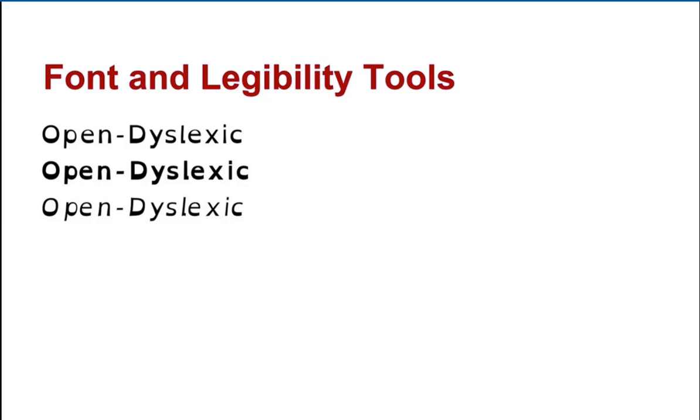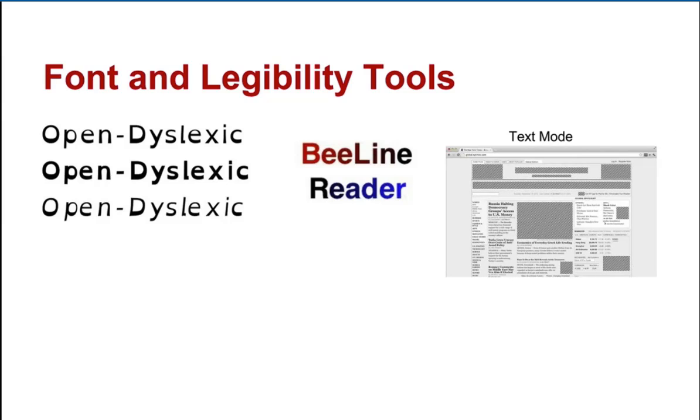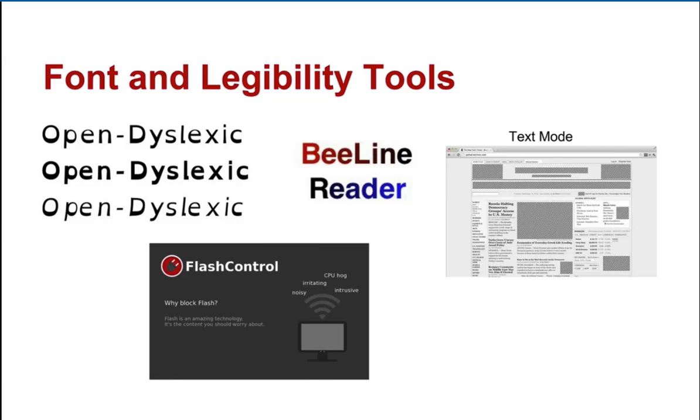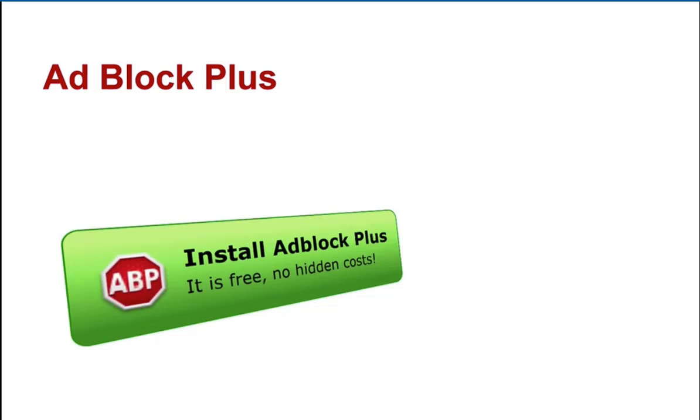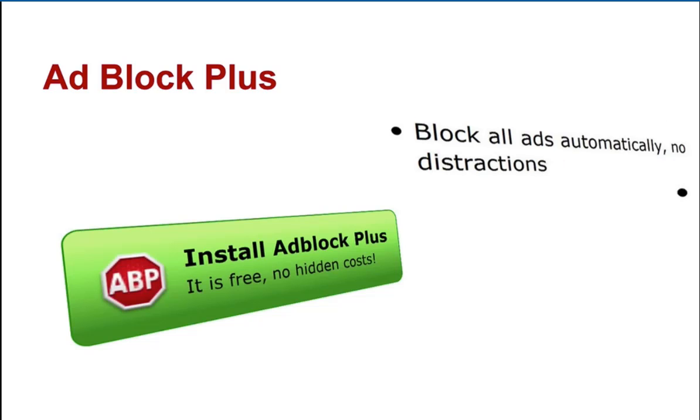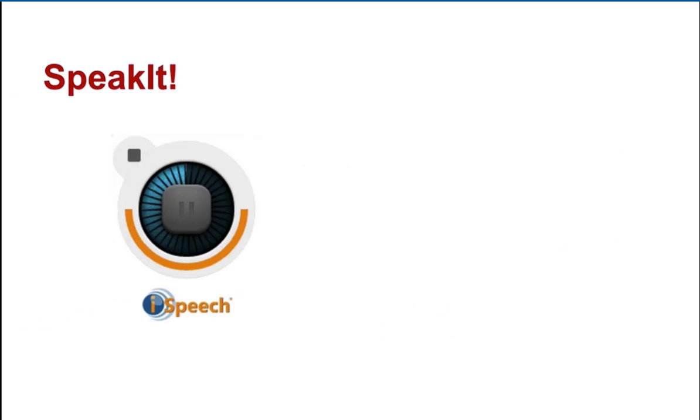We're going to talk about Open Dyslexic, which is this really great font, Beeline Reader, which is going to change the color gradient as you read, which makes it easier to track line by line as you read. Text Mode, which gets rid of any pictures and colors from websites. And Flash Control, which stops those annoying videos that automatically play on some websites. We're also going to talk about AdBlock Plus, which is going to block advertisements so your students are distracted a little bit less. And we're going to talk about SpeakIt, which is a text-to-speech tool.